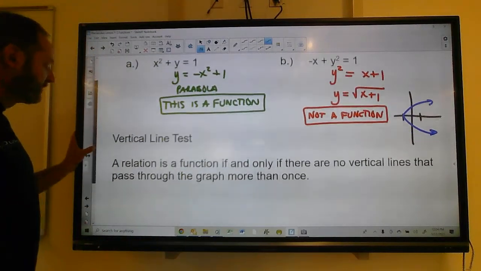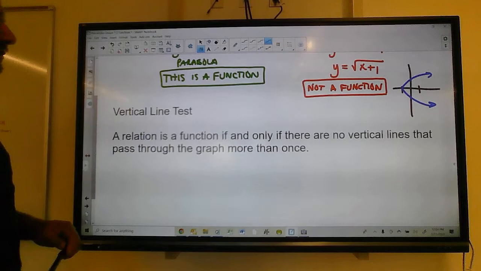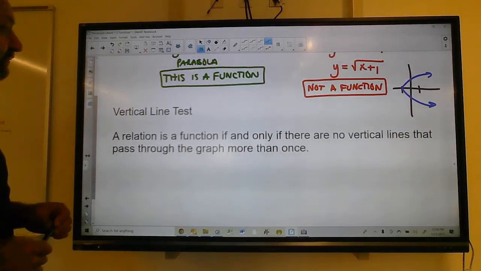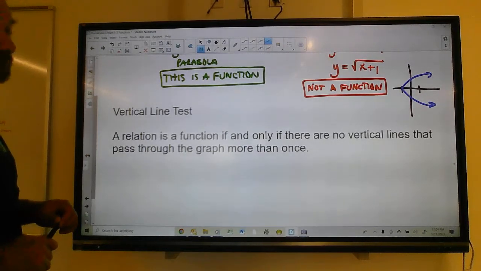Okay, this mentions the vertical line test. A relation is a function if and only if there are no vertical lines that pass through the graph more than one time.